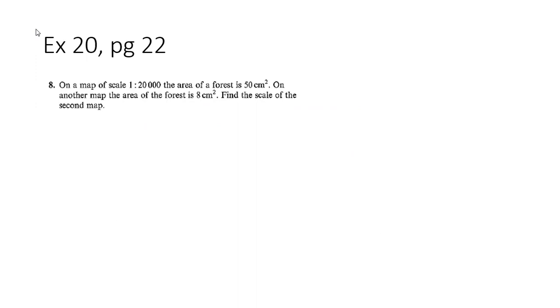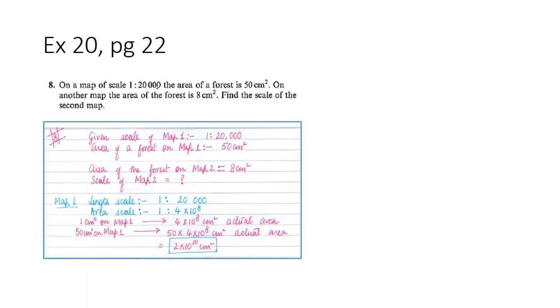So let's look at the last question in this exercise. On a map of scale 1:20,000, the area of a forest is 50 centimeters square. On another map, the area of the forest is 8 centimeters square. Find the scale of the second map. So we need to understand that it is the same area which is represented using different scales on two different maps. So there you are, this is the analysis of what the question has given us and what we need to find.